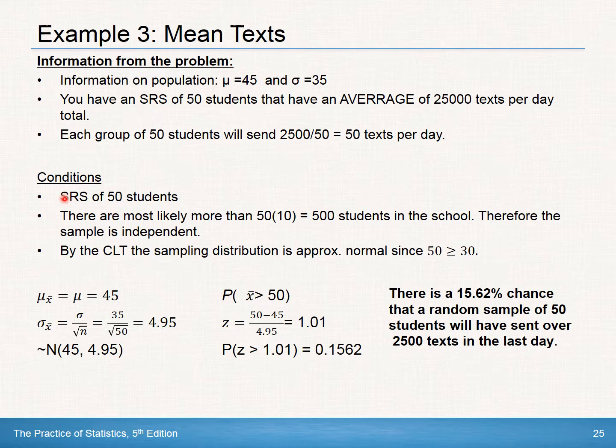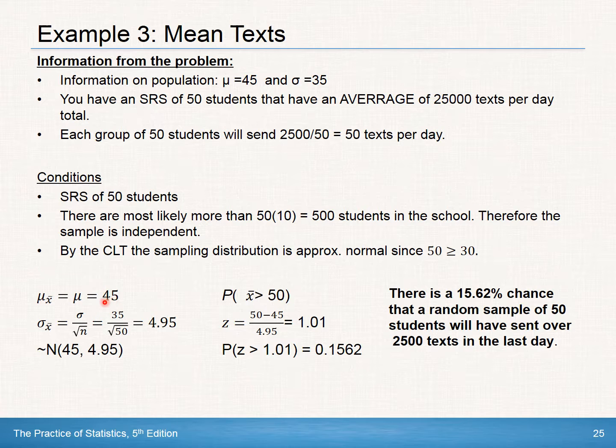All right, so our conditions: we have a simple random sample of 50 students. Okay, that allows us to make inference. There's most likely more than 50 times 10, or 500 students, therefore independent. Make sure you include that independence. By the central limit theorem, the distribution is approximately normal. So central limit theorem, approximately normal, 50 is greater than or equal to 30. That's what's important. And then once again, finding the mean and standard deviation of your sampling distribution.